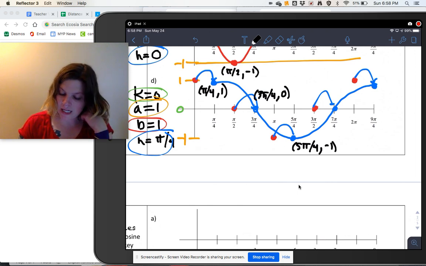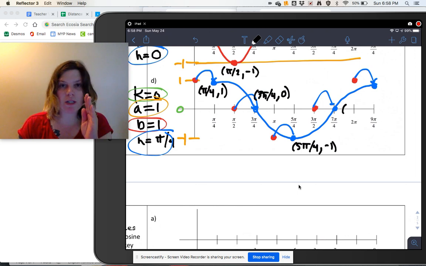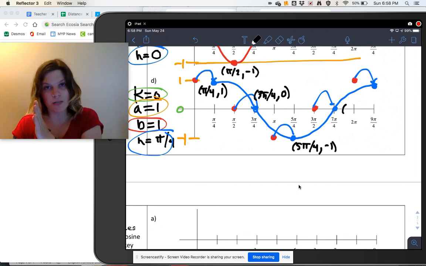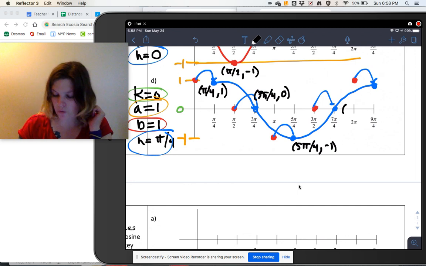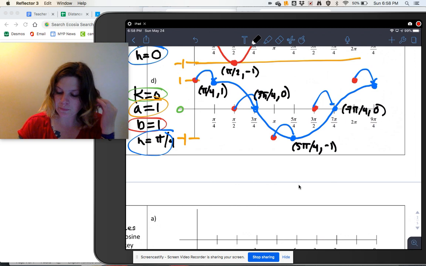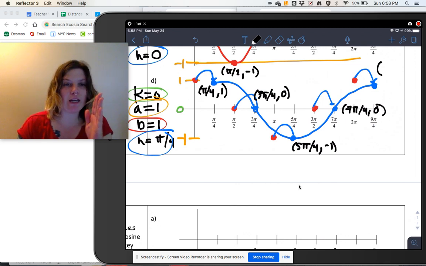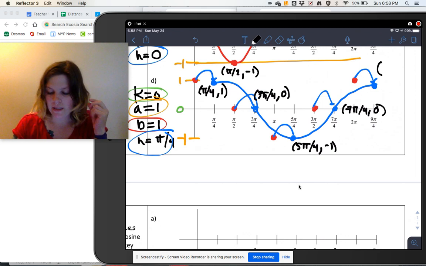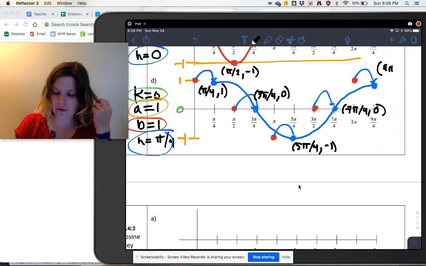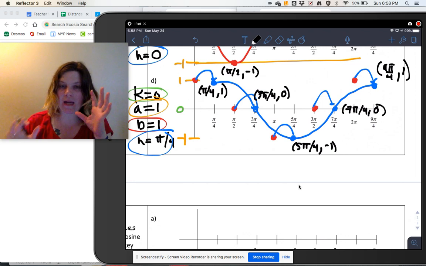And then we have here, we would have been at 3 pi over 2, but added pi over 4 to that. So we got 7 pi over 4. So this should be 7 pi over 4 and 0. And then this last one's kind of interesting because we would have been at 2 pi, but now we're past 2 pi. And that would be 9 pi over 4, comma, 1, which is our maximum.